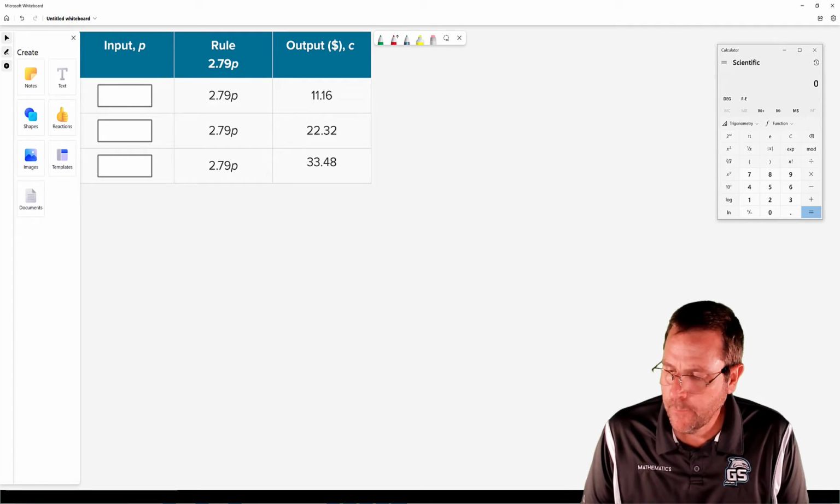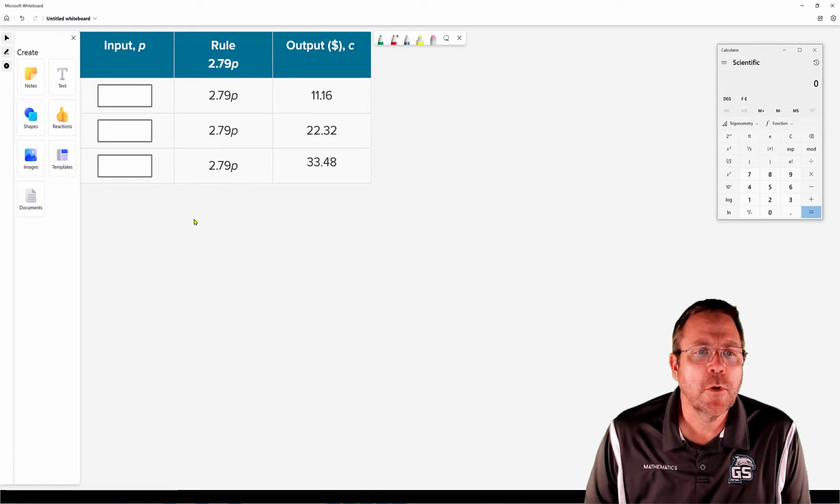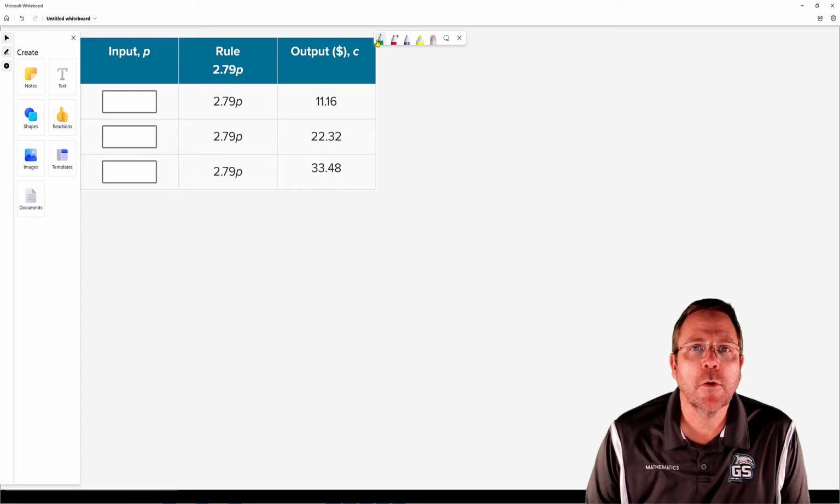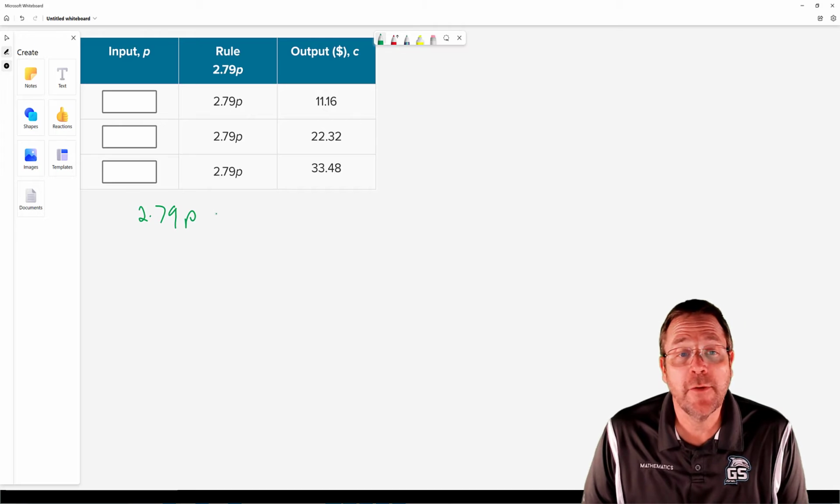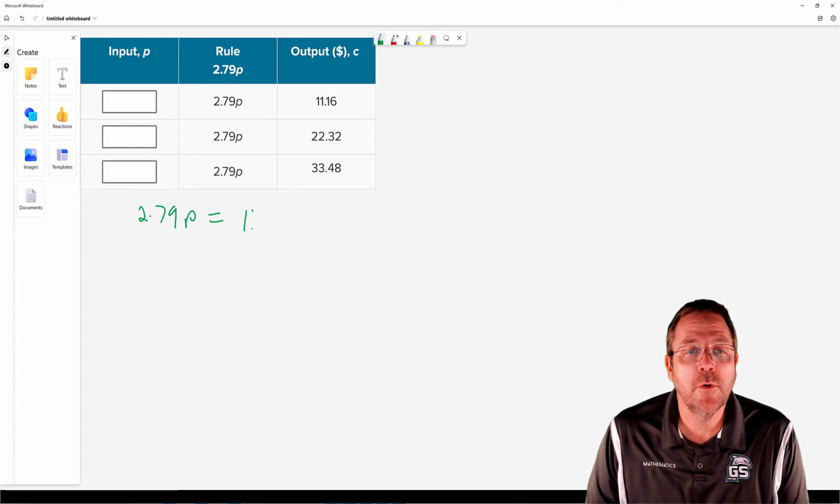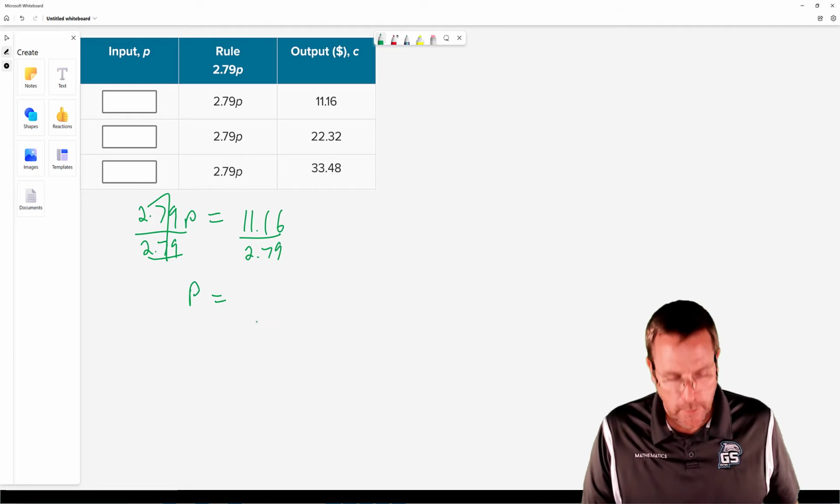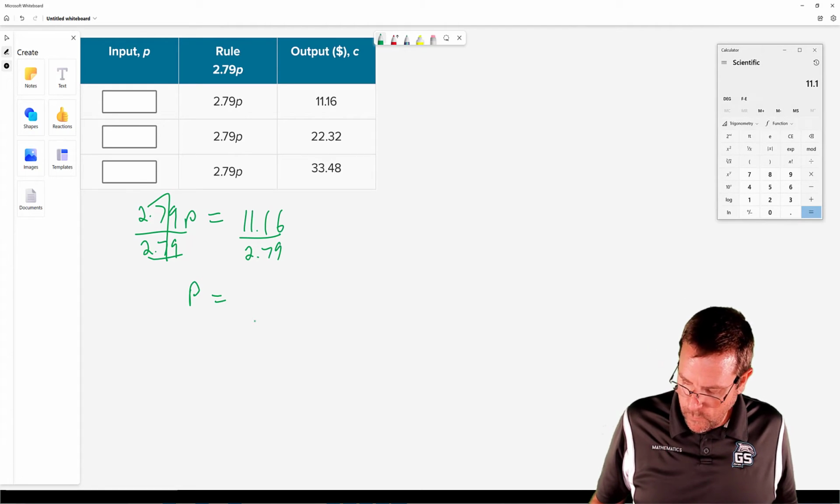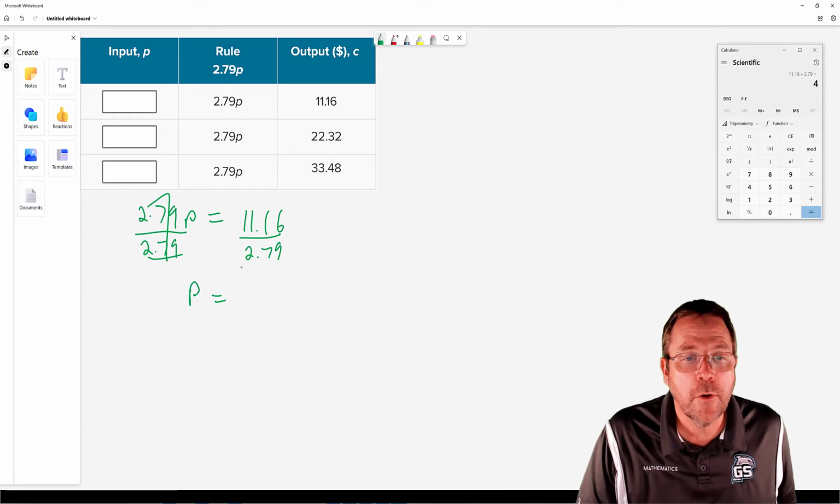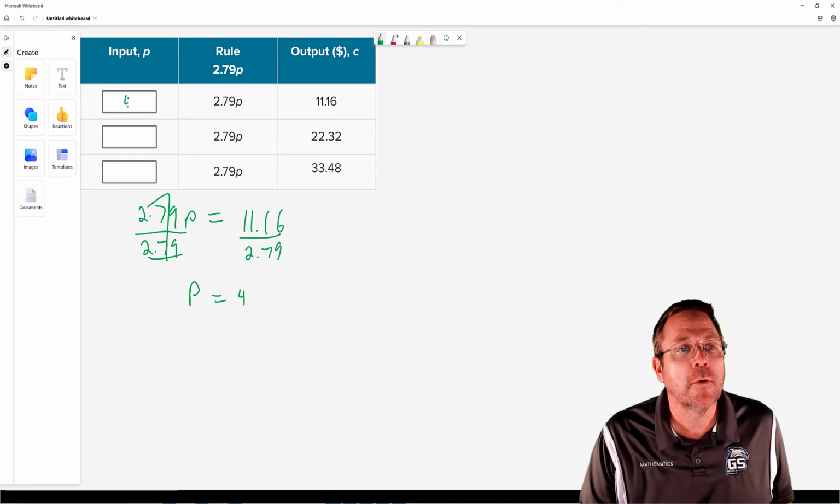So did you get it done? Let me show you how I'm going to work these. I'm going to start off with the first one. This says, get my marker going here, $2.79 times P is equal to $11.16. I'm going to isolate the variable by dividing both sides by P's friend. That's $2.79. These can divide out becoming 1. 1 times P is P. And then on the other side, I have the 11.16 divided by 2.79, and we're going to get 4 for our answer. So our first value for P is going to be 4.